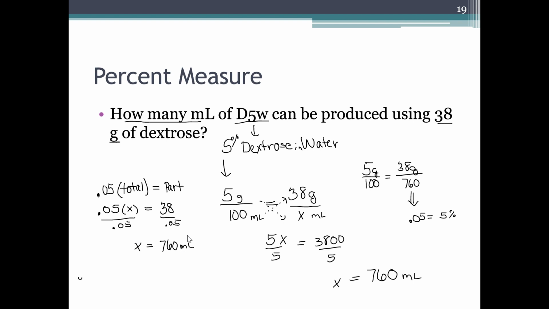So second way that you can do the problem doesn't use the proportion, but it does use this percent equation that we have used with other percent problems. Both ways work out to be the same answer, so do what makes the most sense for you.